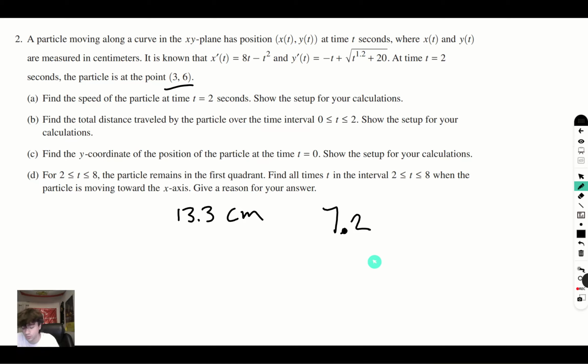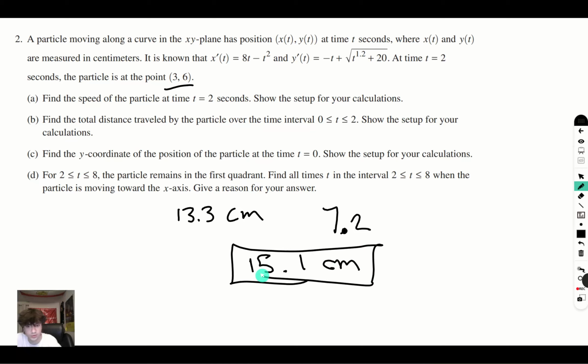And once again, we're going to use the Pythagorean theorem to get the total distance traveled. 7.2 squared, 51.84, plus 13.3 squared. This gives you 228.73. And when we take the square root of that, we get 15.1 centimeters. That is how much distance it travels from 0 to 2.